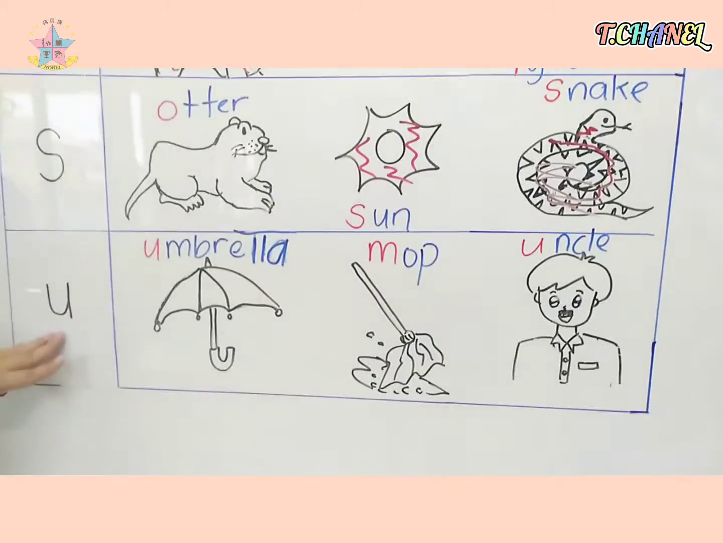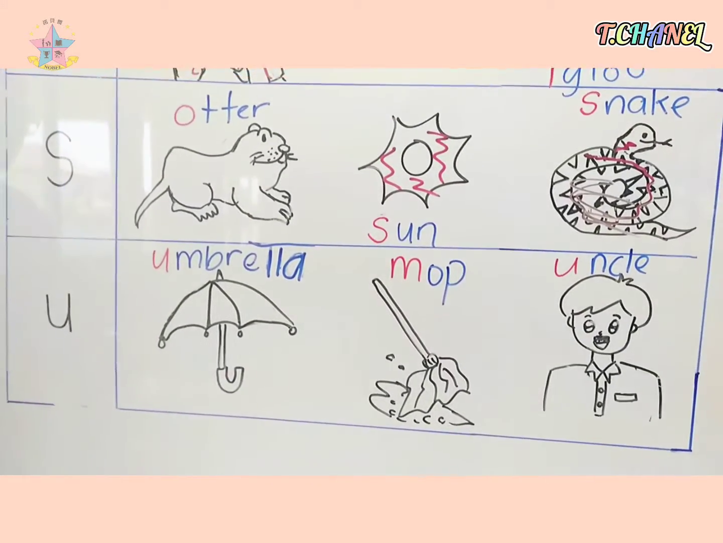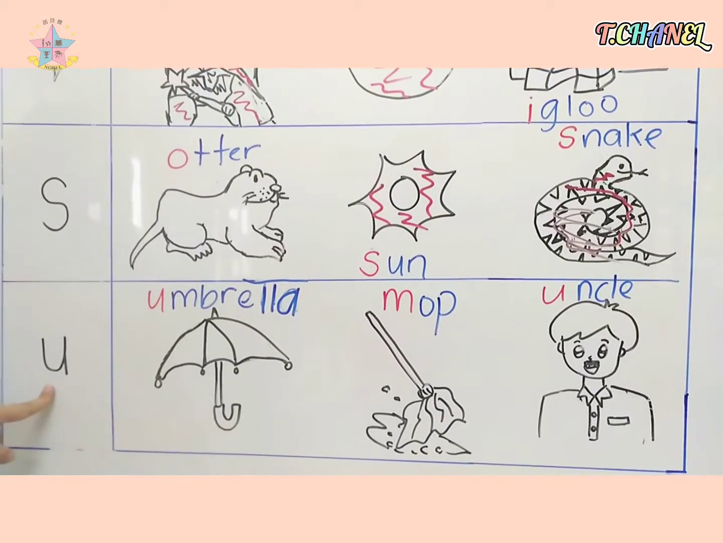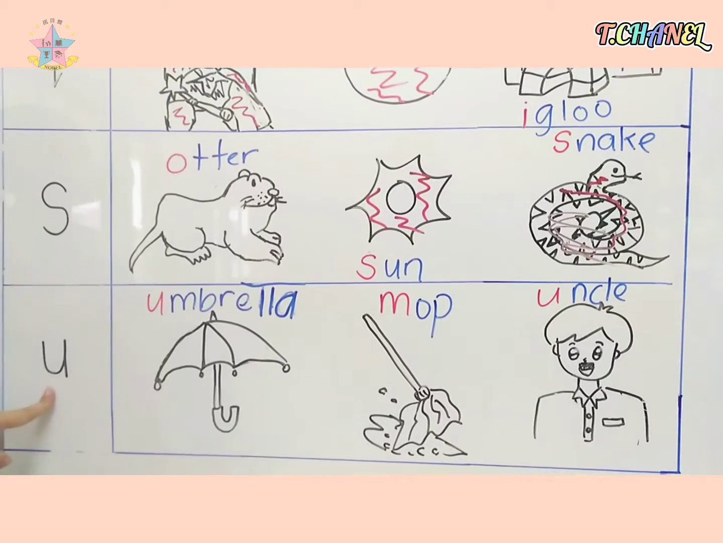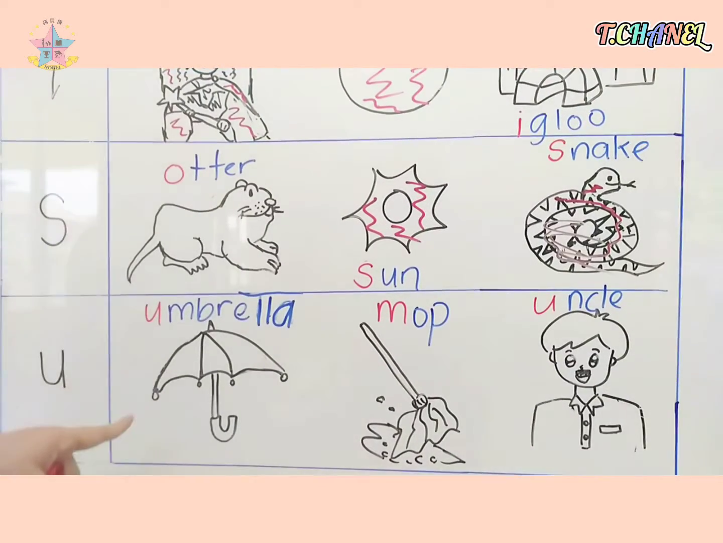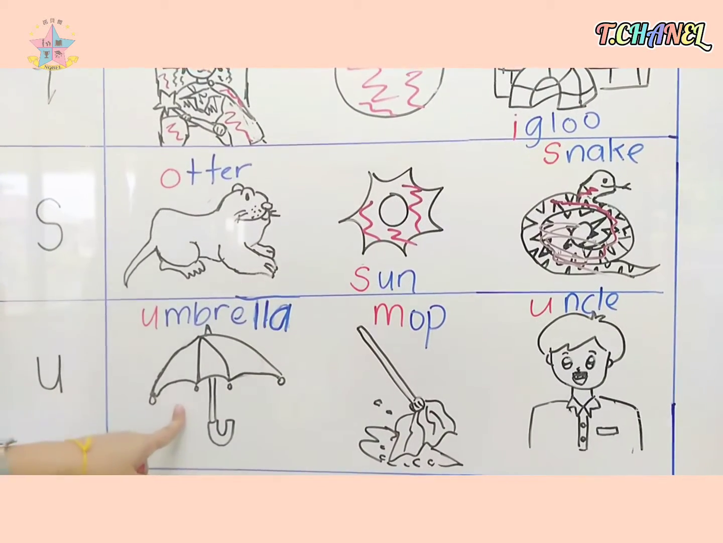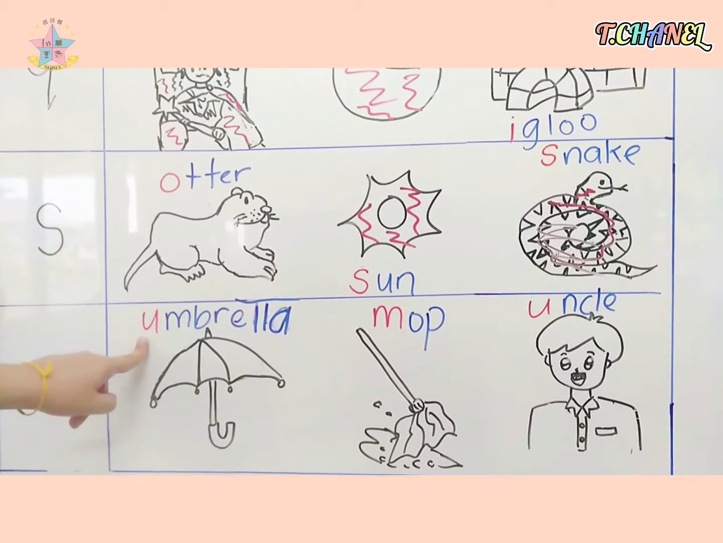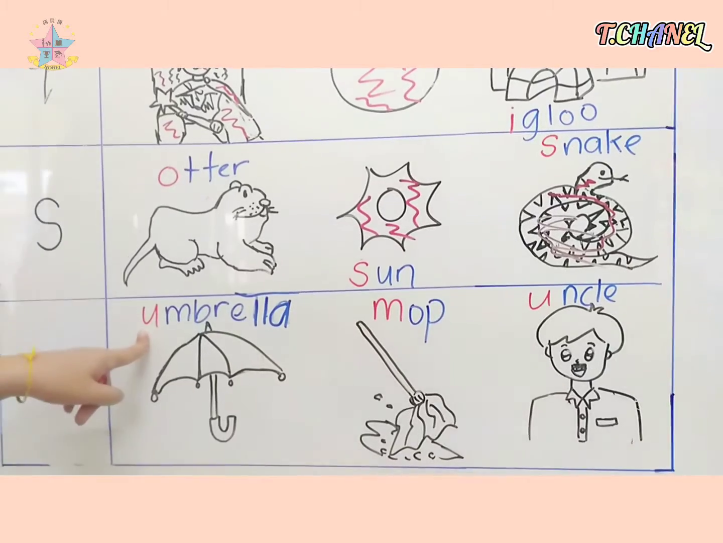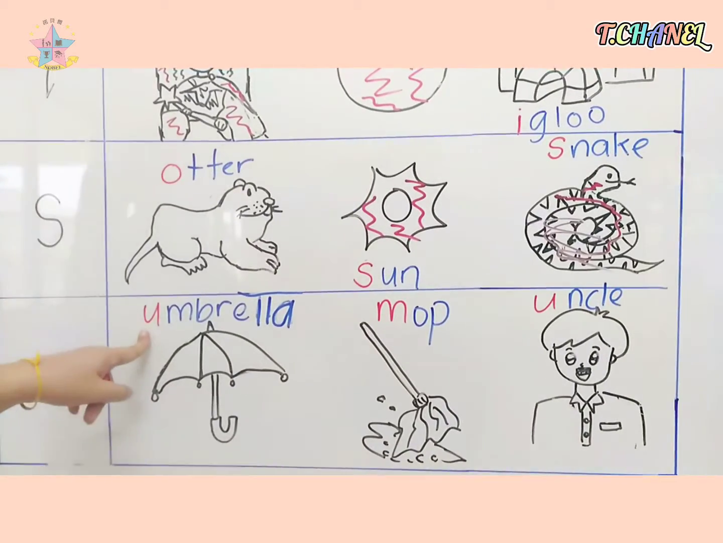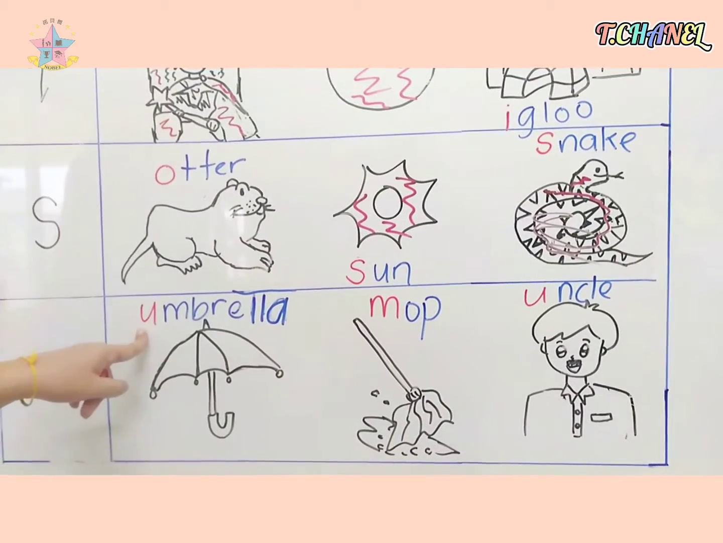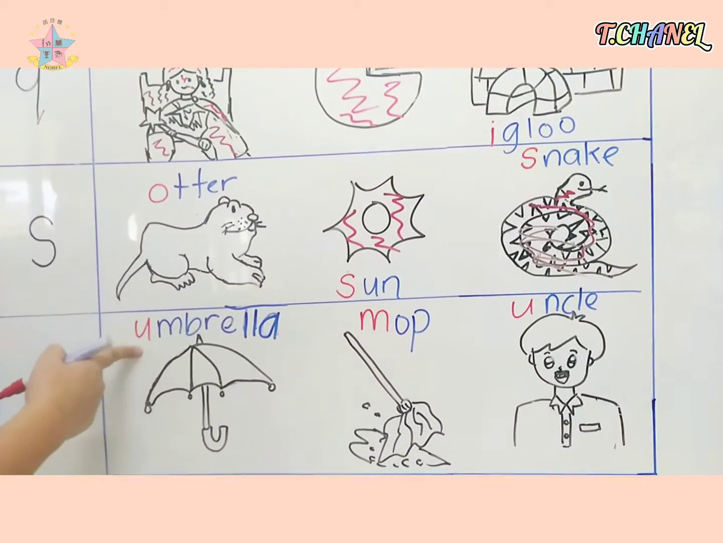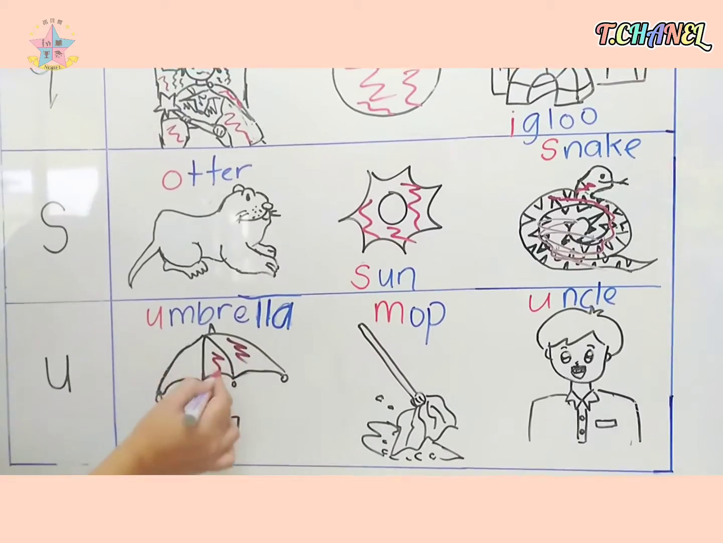Okay. What letter is this? This letter U. What is the sound of U? U, up. U, up. Okay. What picture is this? This is the picture of umbrella. U, umbrella. U, umbrella. Is umbrella start with letter U? Yes. So color the picture.